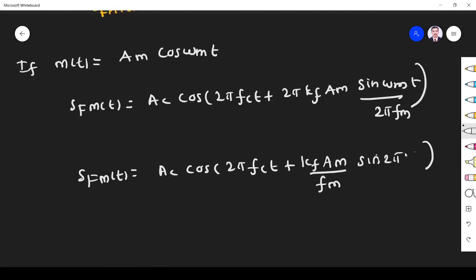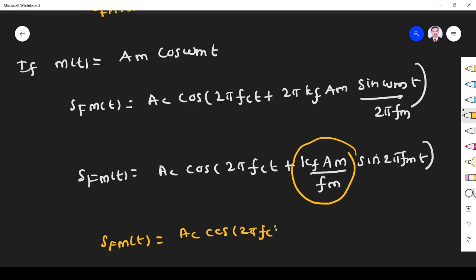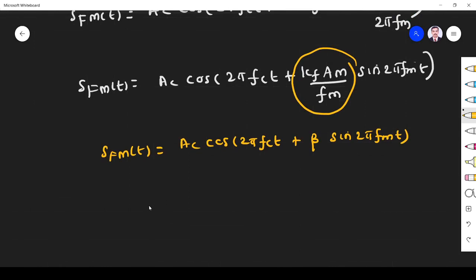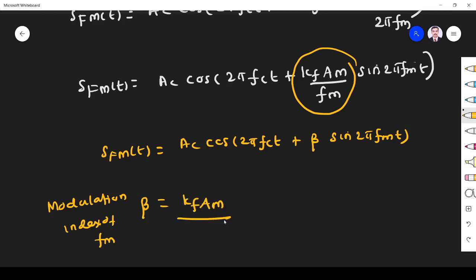So here I take this parameter as beta. The S FM of t equation becomes Ac cos of 2 pi fc t plus beta sin 2 pi fm t, where beta is the modulation index of FM. What is beta? It is Kf Am divided by fm. This is the modulation index.